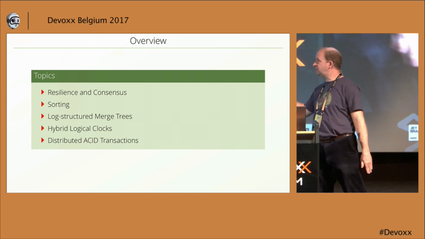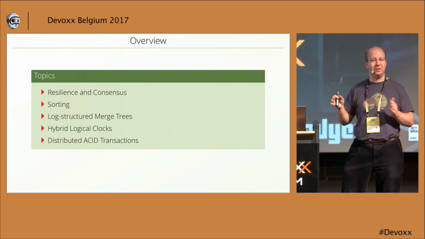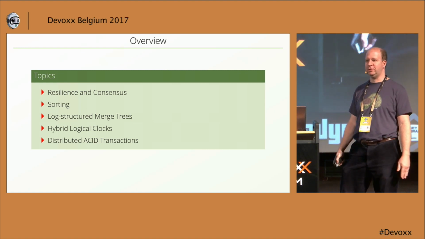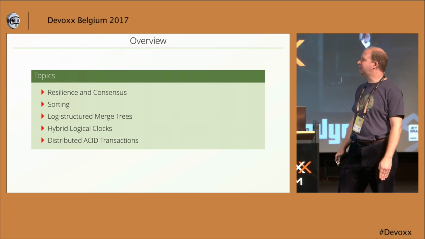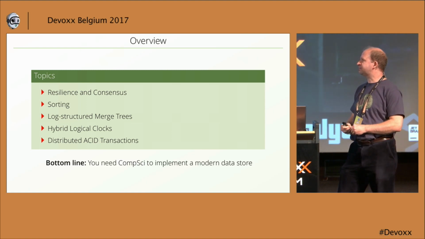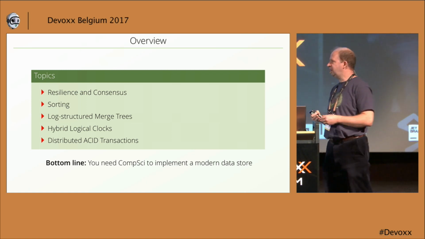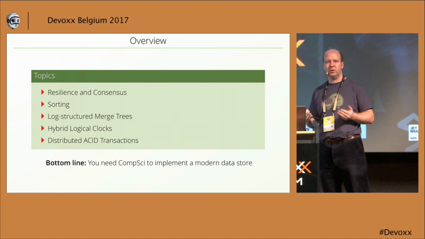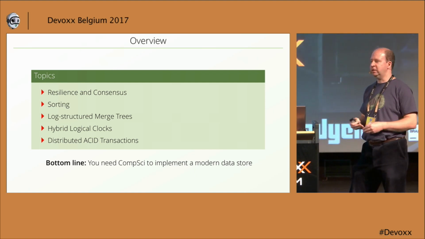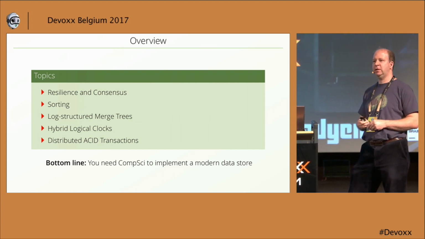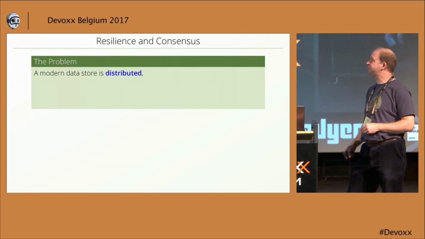And since I have 50 minutes and these are 5 topics, I have 10 minutes each, and so that will be a bit of a rush. So let's directly go into the middle of things. Basically, the bottom line of the core of this talk is you need computer science and modern results to actually come up with a decent implementation of a modern data store.